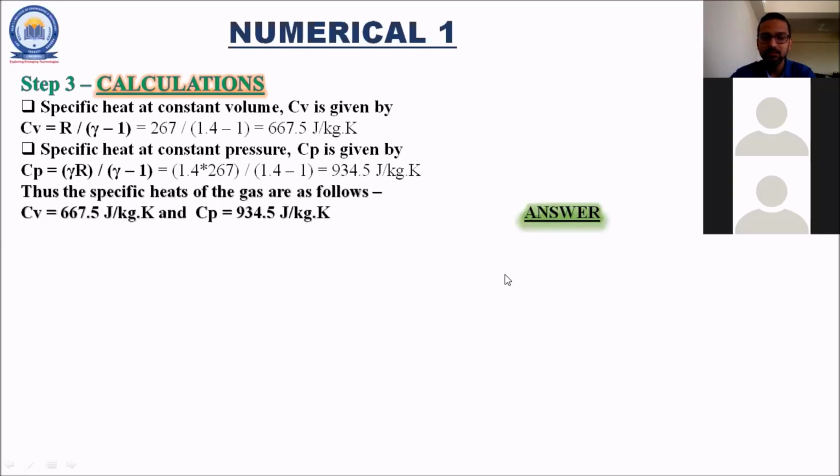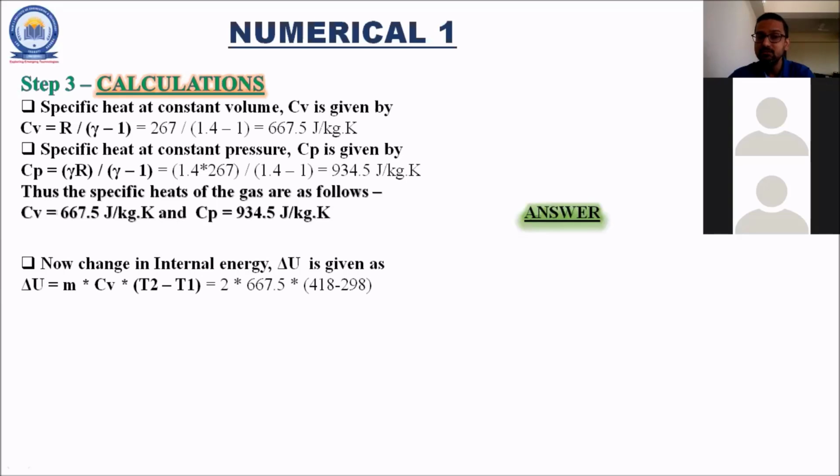So, moving further, now we need to calculate the change in internal energy, delta U. We have studied this equation several times, only one relation for delta U. So, delta U is equal to m Cv into T2 minus T1. We are having all the values, substituting these values in the equation. We are getting the answer, that is delta U is equal to 160.2 into 10 raised to power 3 joule.